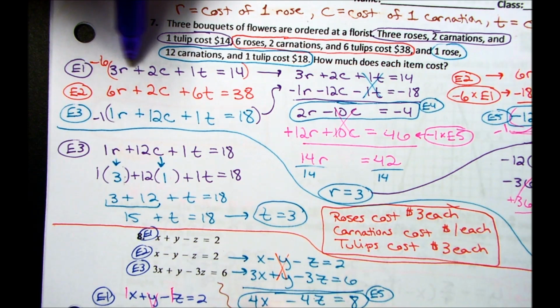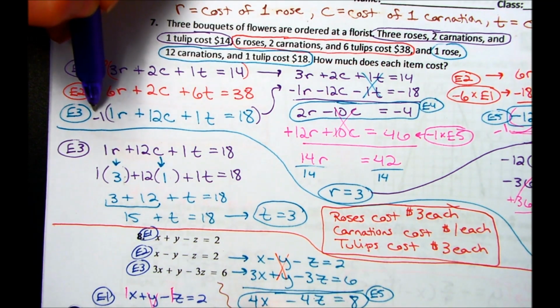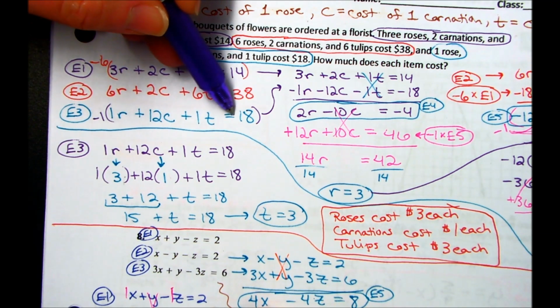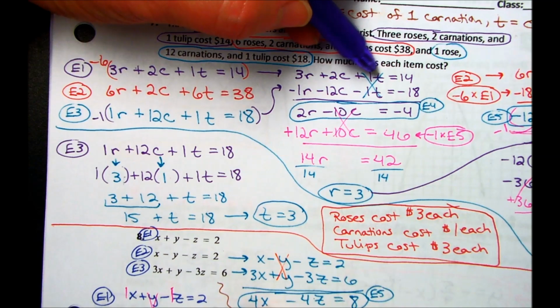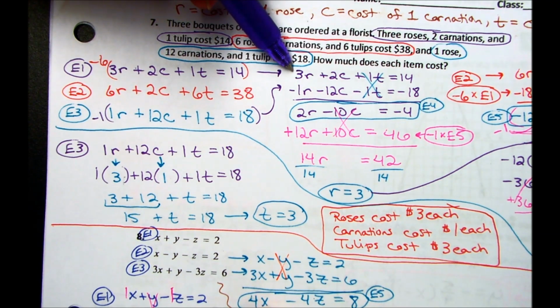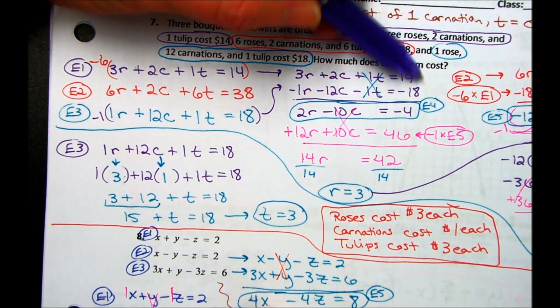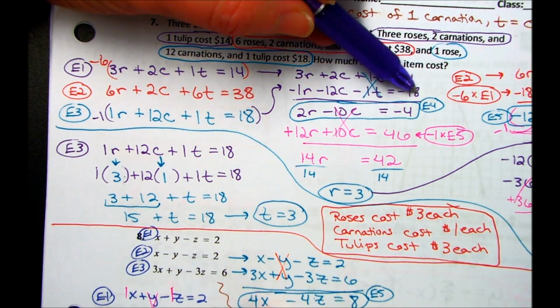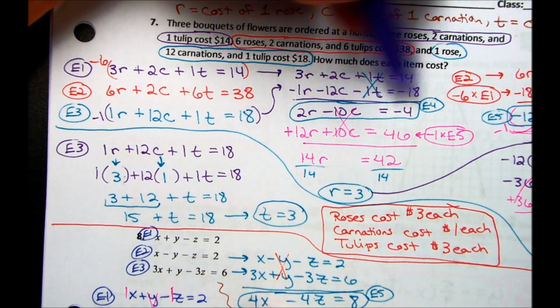So if I take my first equation and rewrite it over here, and then I take -1 times my third equation and write it in here, the T's will cancel out. Then I would combine my r's. 3r minus 1r is going to be 2r. Combine your c's. 2c minus 12c is negative 10c. Combine your constants, which gives me 14 minus 18 is negative 4. So that's going to be an equation that I'm going to use in a minute.